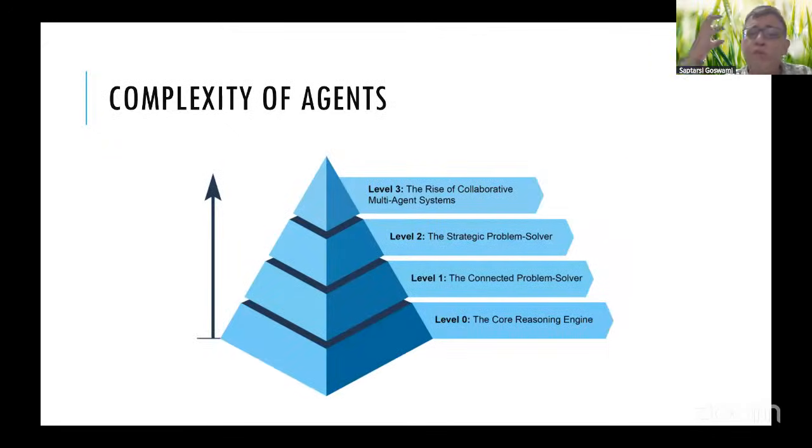And then if you look at the complexity of the agents, you can divide into 4 basic layers. Okay, level 0 is the core reasoning engine. Level 1 is the connected problem solver. Connected means that it has access to tools, right? Then you have the strategic problem solver. Strategic problem solver is not just a static workflow where the LLM is using multiple tools. Strategic means it knows when to use what, and the optimal use of tools, right? And then level 3 is the rise of collaborative multi-agent systems, so from single agent to multi-agent. So these are the 4 stages, or 4 different categories of agent.